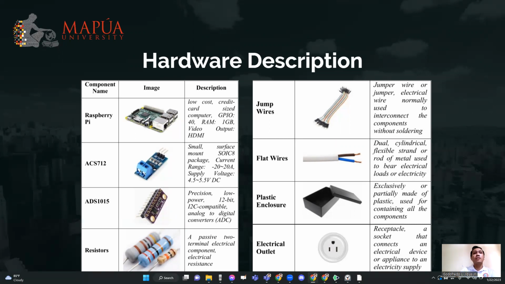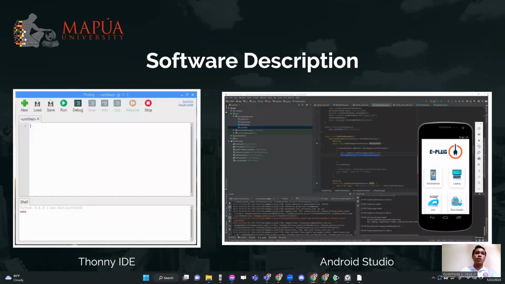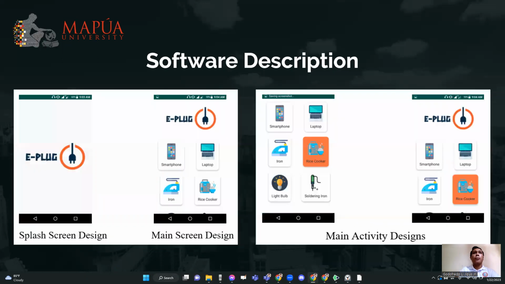Then I also used the ACS712 current sensor, the ADS1015 for the analog to digital converter, and a resistor for the voltage sensor. We also have jump wires and flat wires for the connections, a plastic enclosure, and an electrical outlet. For the software description, I used Thonny IDE, which is a built-in IDE for Raspberry Pi. I also used Android Studio for the mobile application development.